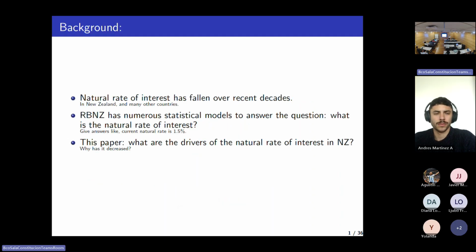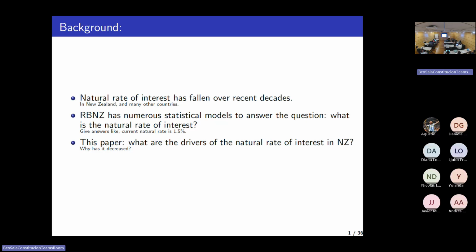So the question that we have is the natural rate of interest. I'll give you a formal definition of what it is in our model later, but you might think of it as what the real interest rate would be if the central bank didn't exist. If you want to know that, you can think about whether we are setting the real rate high or low relative to what it would otherwise be. The evidence for New Zealand suggests that this natural rate of interest has fallen over the past few decades. It's now lower than it used to be.